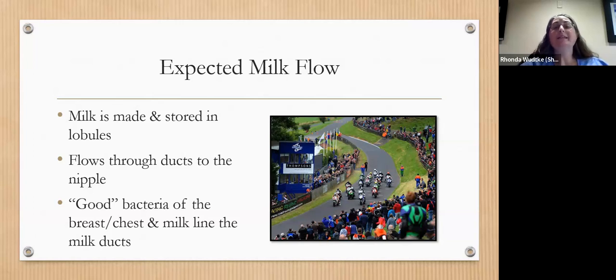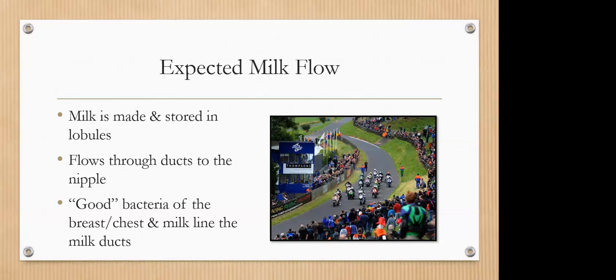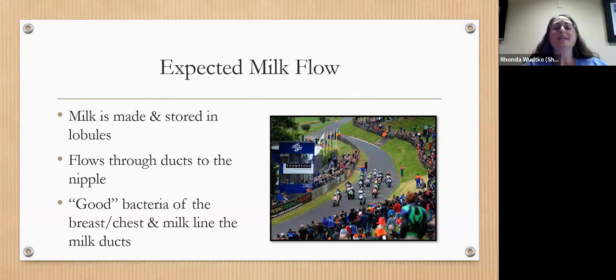And so first of all, milk is made and stored in the alveoli, and those are all grouped together and make lobules of the breast, right? Then it's going to flow from that area through the ducts to the nipple and then to the baby. And we want good bacteria, that healthy family of bacteria in the breast and in the milk. And that's going to line up in those milk ducts. So she describes it as this road here.